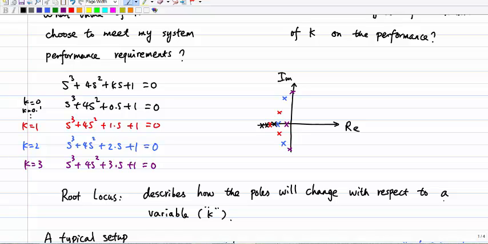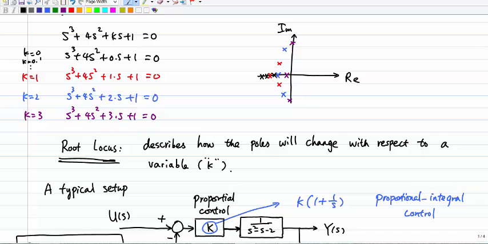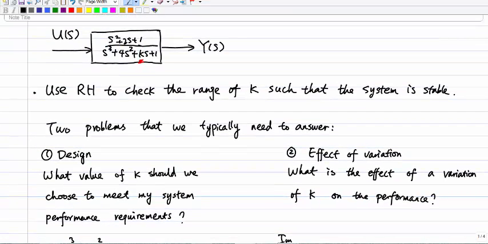So that's the key insight or key problem that root locus is trying to solve. It's trying to describe how the poles will change with respect to a variable. Apparently, there's a lot of setup, and it depends on how k appears. For example, k appears here and k appears there; this would be different if we swap these two. How k will affect the poles will be different.